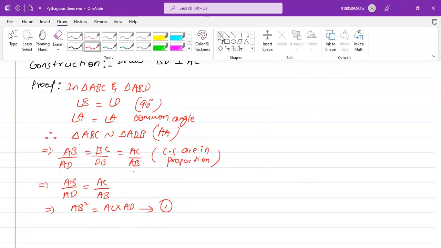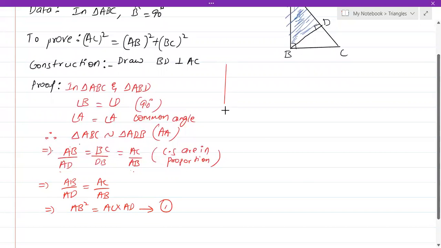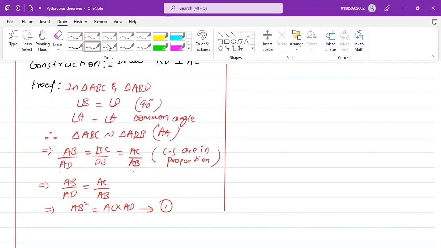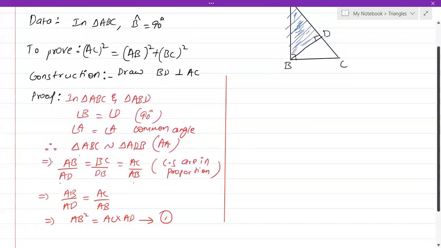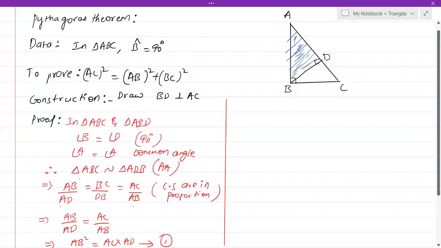Similarly, let's do the other one. Let's take another color now. Now I'm going to take the other smaller triangle. Let me shade it in a different color. As you can see here, the triangle that I've shaded in green color, I'm going to take that triangle and the bigger triangle itself.